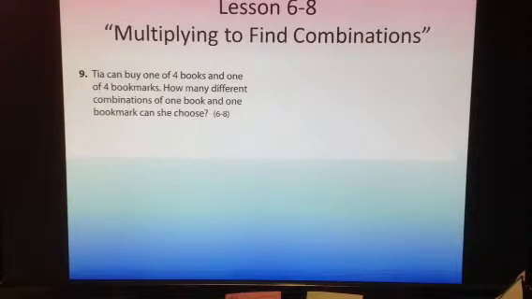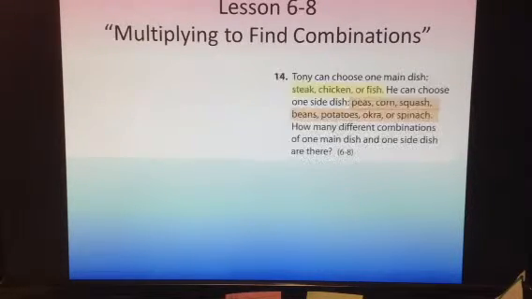Here's another practice question. Tia can buy one of 4 books and one of 4 bookmarks. How many different combinations of 1 book and 1 bookmark can she choose? This is a 4 times 4 problem. 16 combinations because 4 times 4 equals 16.